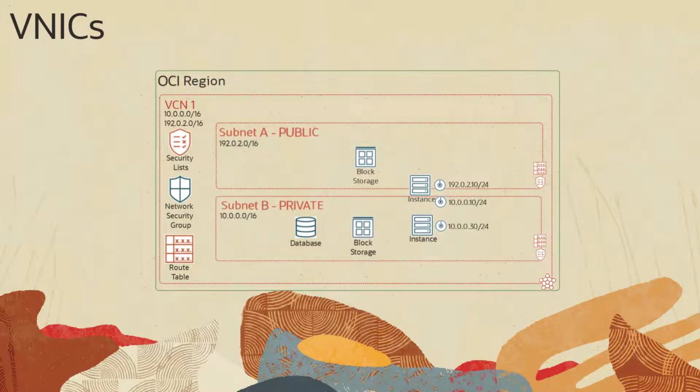A VNIC resides in a single subnet and allows a compute instance to connect to other resources in the subnet's VCN. Each VNIC has one primary private IP address, which doesn't change during the instance's lifetime. You can add and remove additional secondary private IP addresses, public IP addresses for IPv4, or IPv6 addresses.